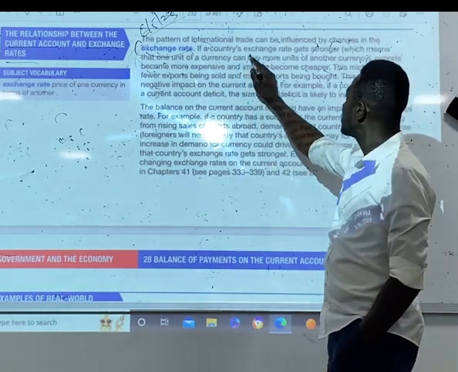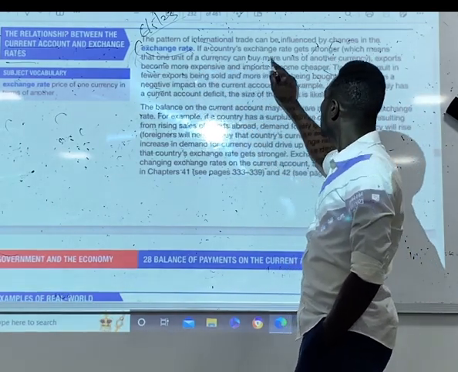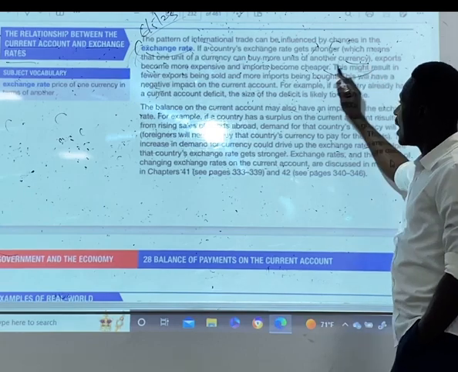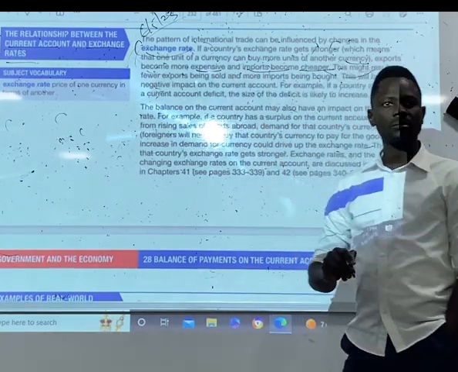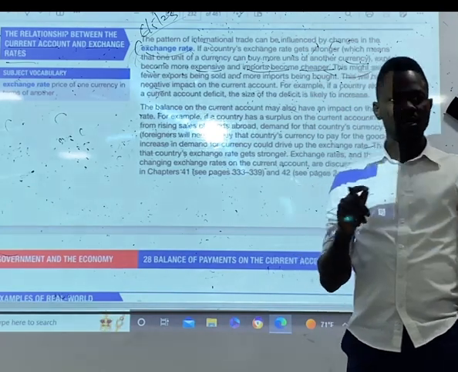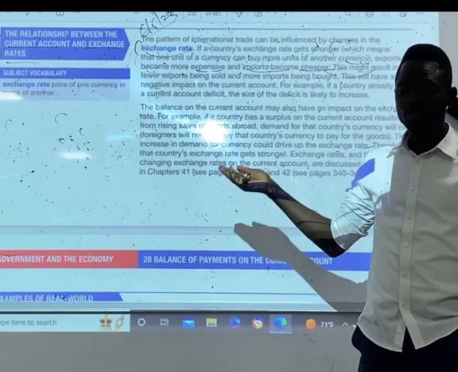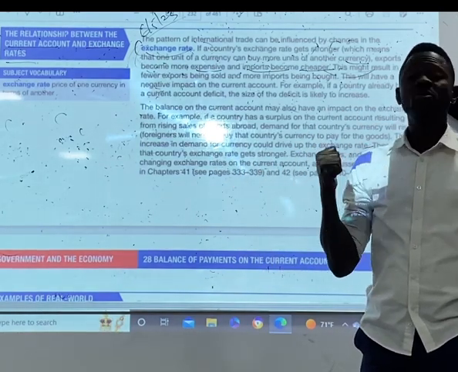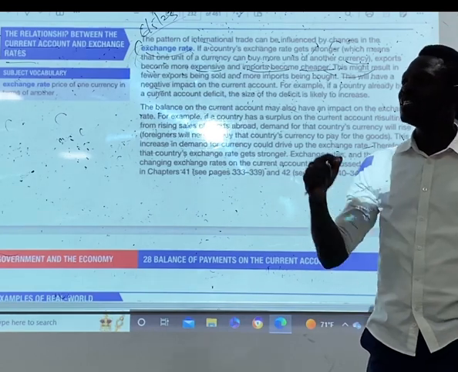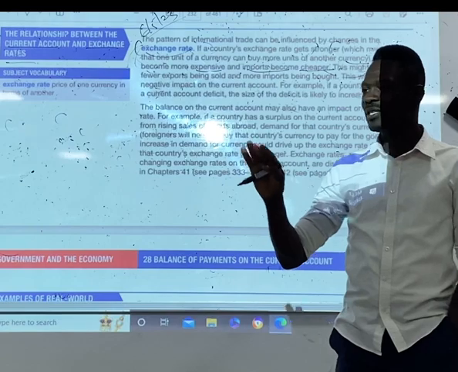So, if a country's exchange rate gets stronger, which means that one unit of a currency can buy more units of another currency, exports become more expensive and imports become cheaper. So, I want to summarize what they said. If the value of the dinars becomes so strong, it means the dinars will be able to buy more of, we're talking about now, let's compare the dinars and the dollars.